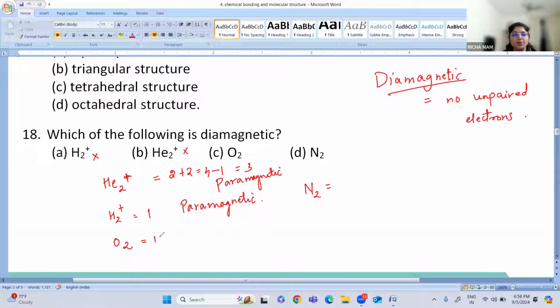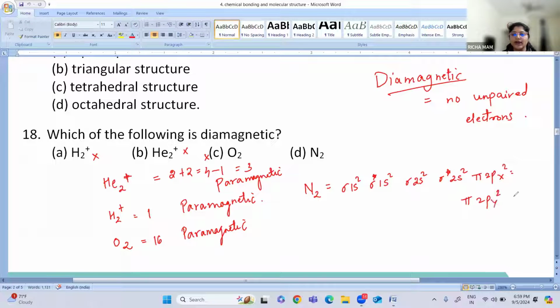Now O2. O2 means 16 electrons, and with 16 electrons it is paramagnetic. So this is also wrong. So N2: it will be sigma 1s2, sigma star 1s2, sigma 2s2, sigma star 2s2, then pi 2px2 equals pi 2py2 and sigma 2pz2. So 14 electrons, and it is diamagnetic.